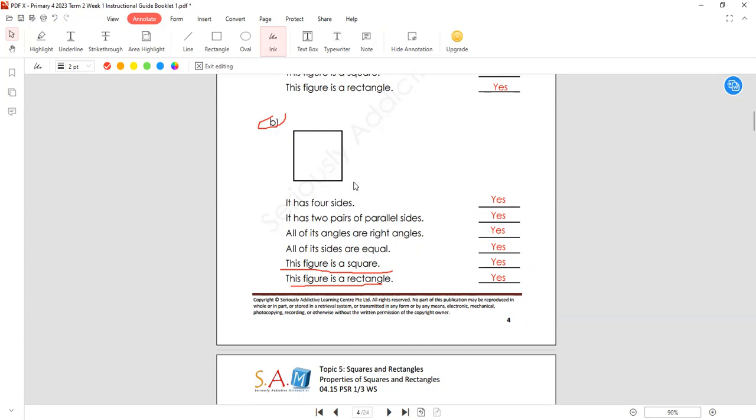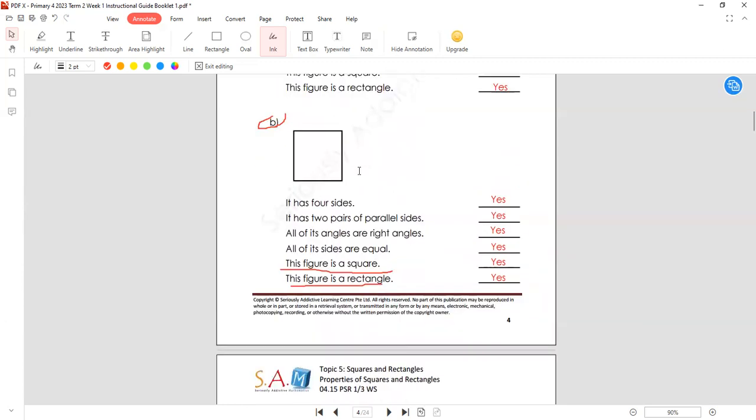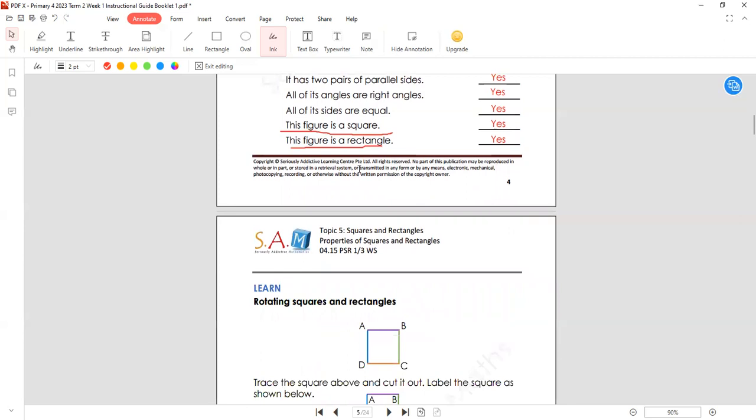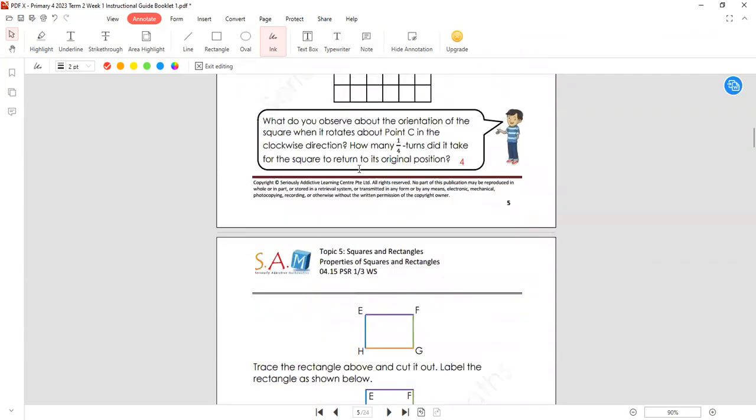One thing to note is all squares are rectangles, but not all rectangles are squares. So they have to take note of that. All squares are rectangles, but not all rectangles are squares, because for squares, the length of each side is the same. A rectangle is not. Then we move on to rotating squares and rectangles.